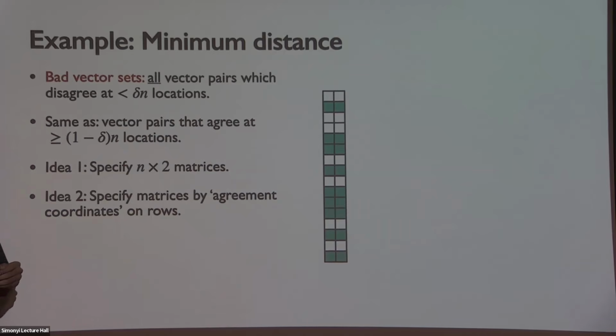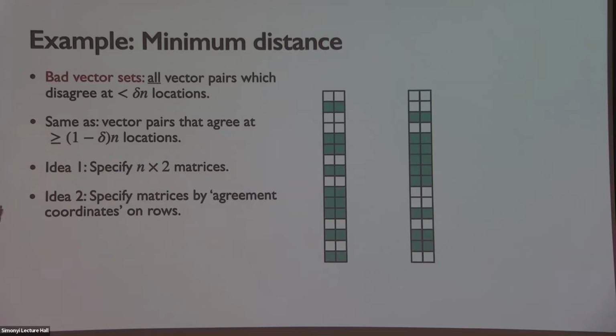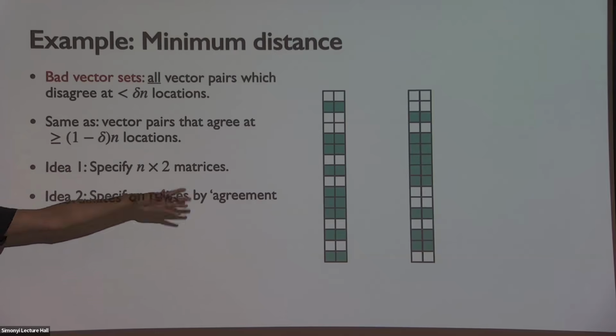Yes? But this is not enough. I need to have such a thing for every way I can choose 1 minus delta n locations from n coordinates. So I'll have n choose 1 minus delta n things. I'll call each of them a local profile. I'll define it formally in the next slide. This is the setup for minimum distance.